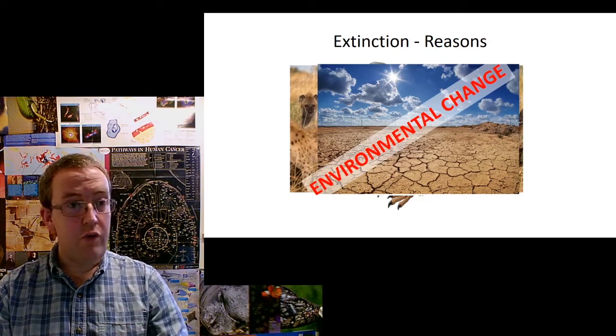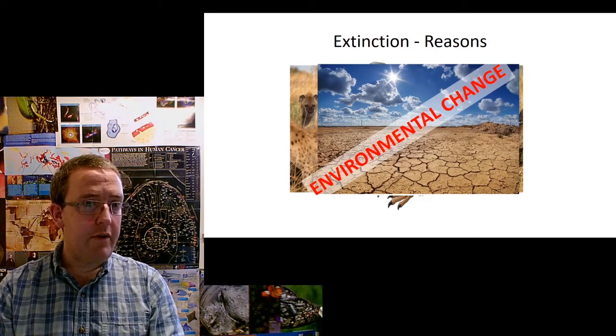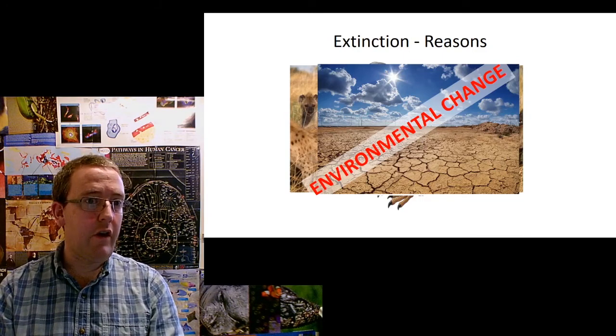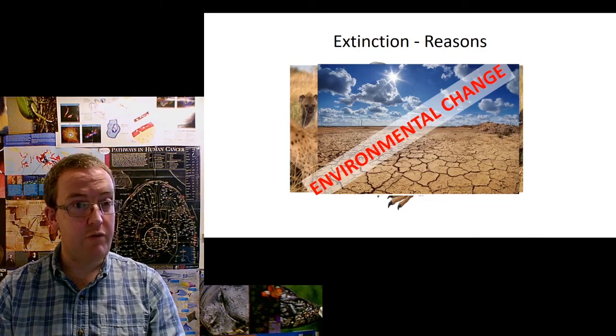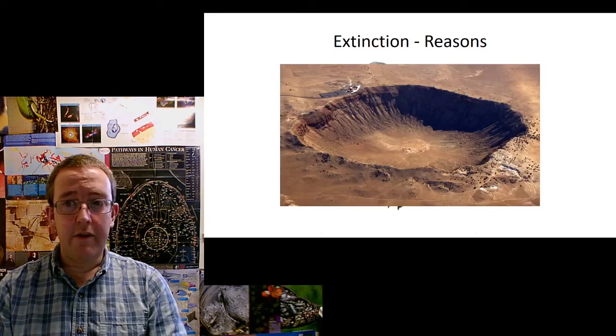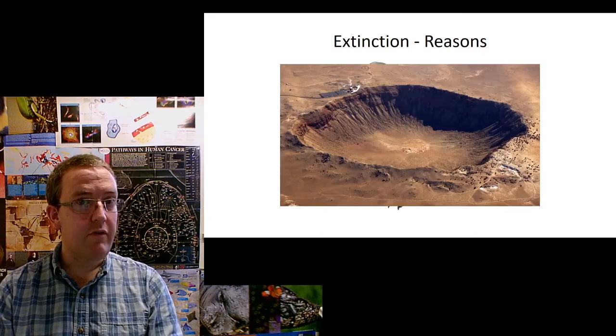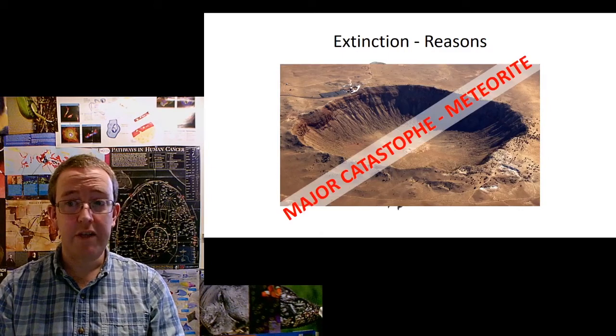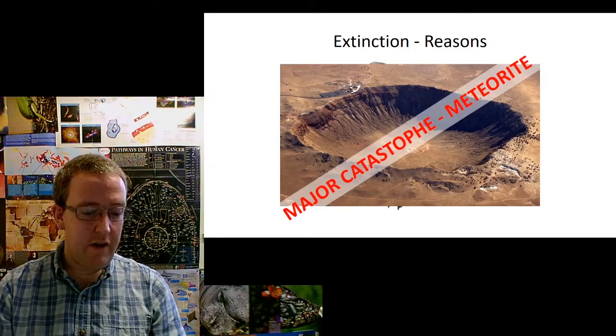A lot of the huge ice age animals, your woolly mammoths, your woolly rhinos, all those kind of things, went extinct at the end of the last ice age because the environment was no longer suitable for them. Okay, this one, of course, is the most famous reason for extinction, the one that's most widely touted as the reason that dinosaurs went extinct: a major catastrophe like a meteorite.